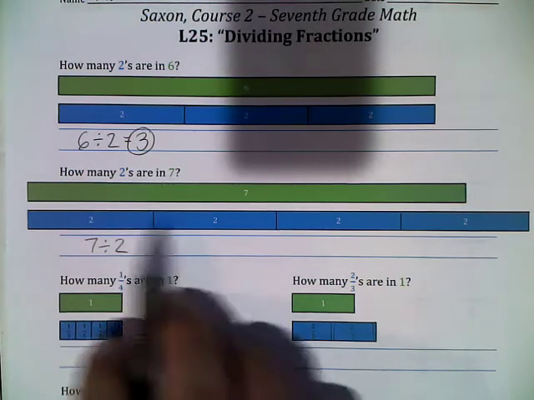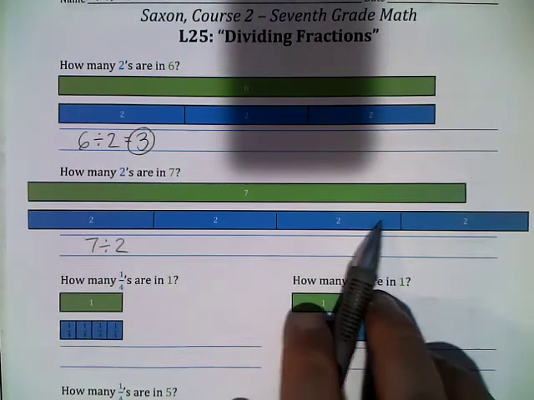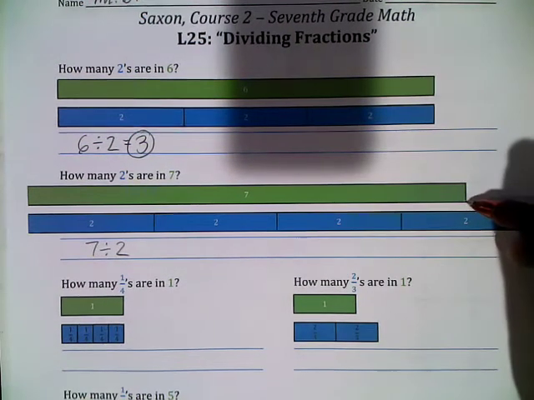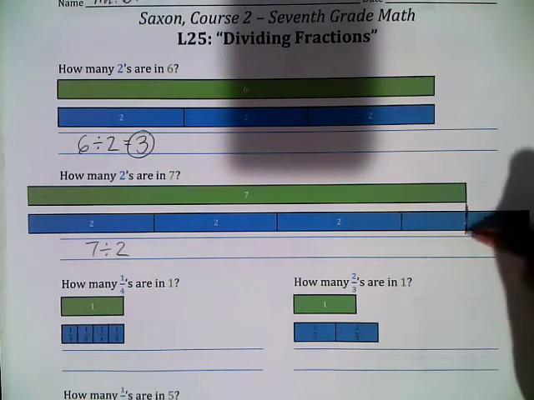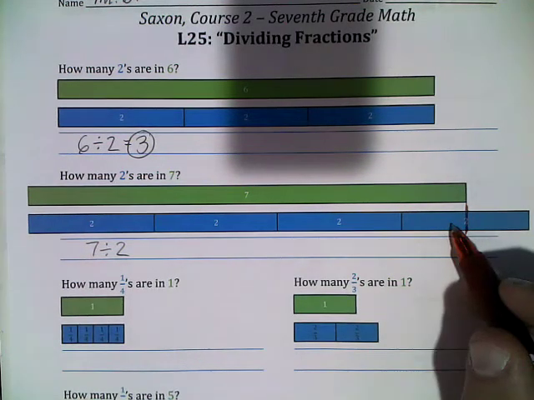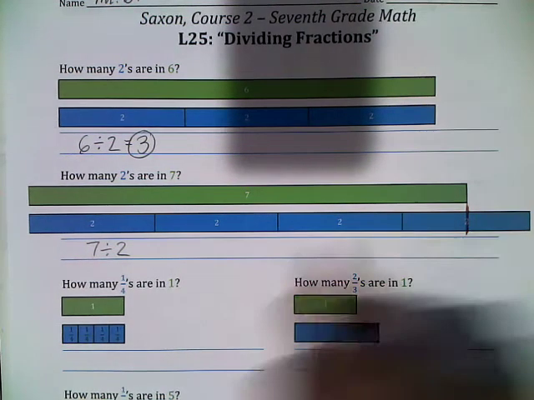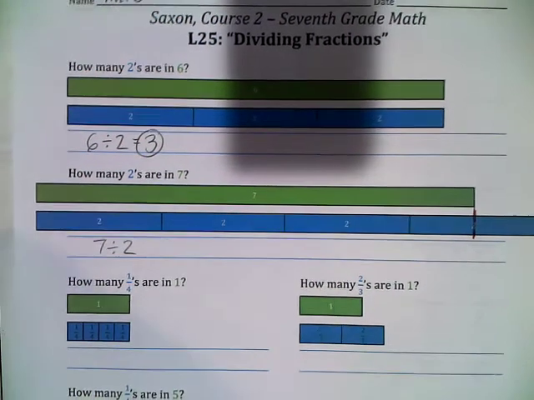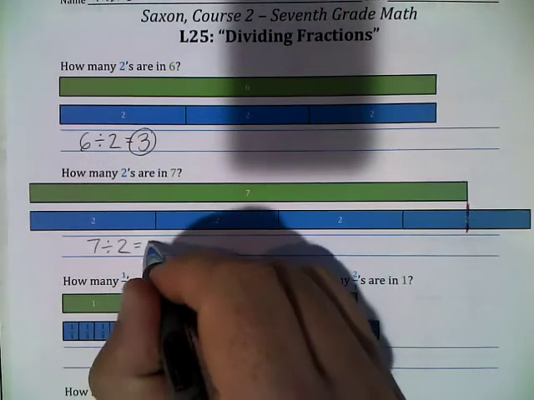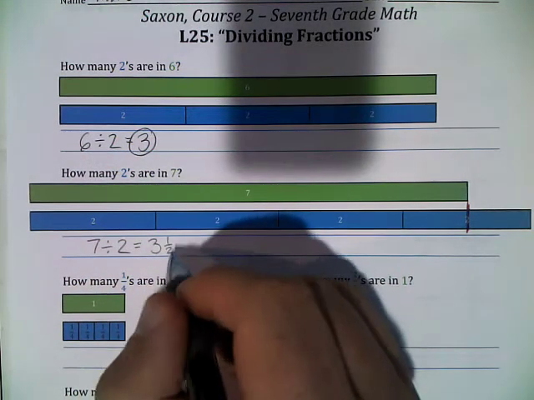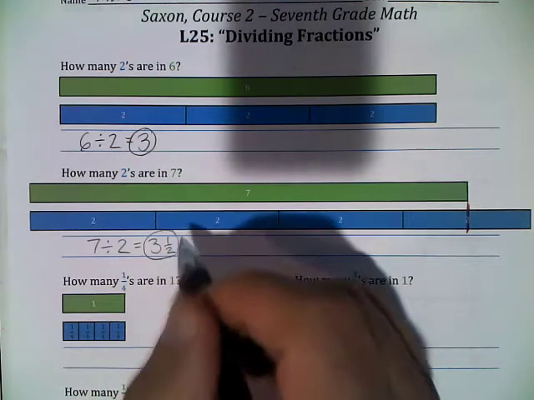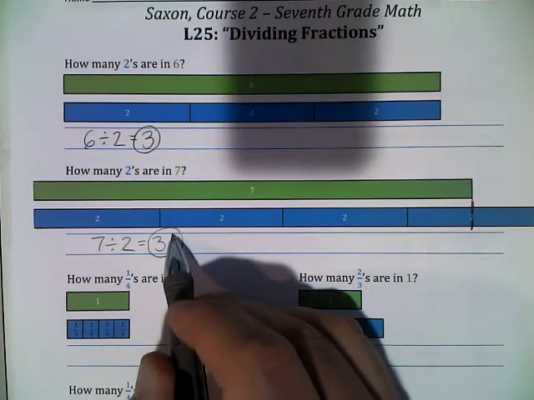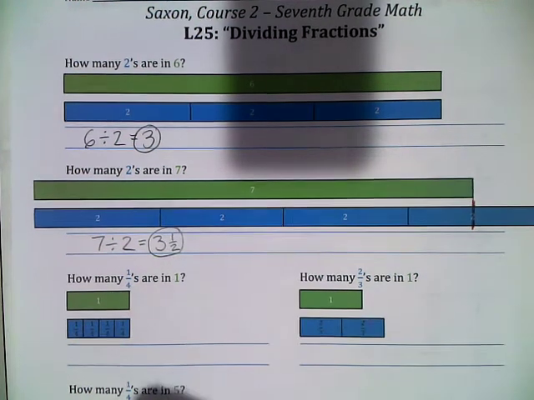Well, 1, 2, 3 of them fit in here. But then this last guy, only half of him fits in. So we have 1, 2, 3, and then a half 2's that fit into 7. So my answer is 3.5, which matches what we know, that 2 goes into 7 3 times with 1 piece out of 2 left over.